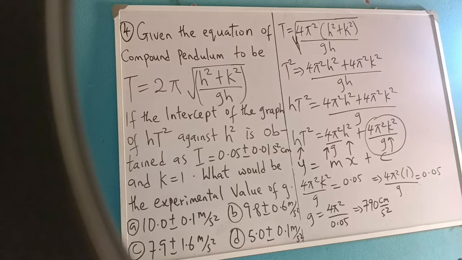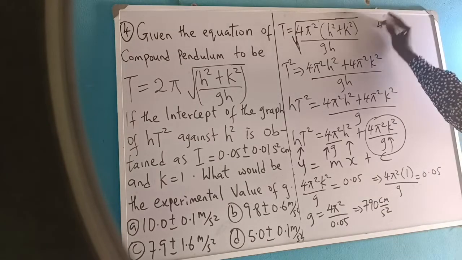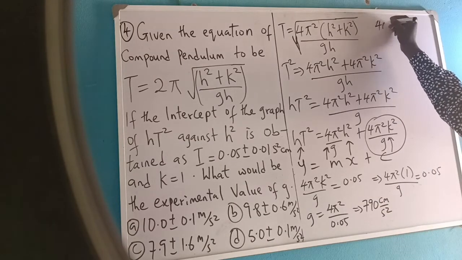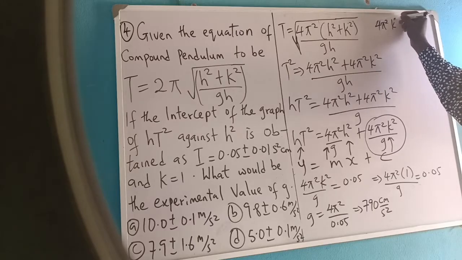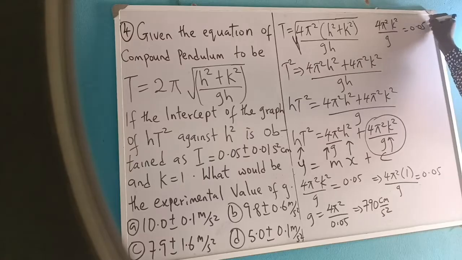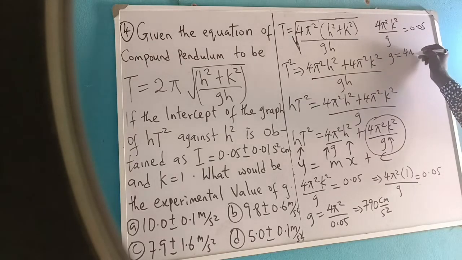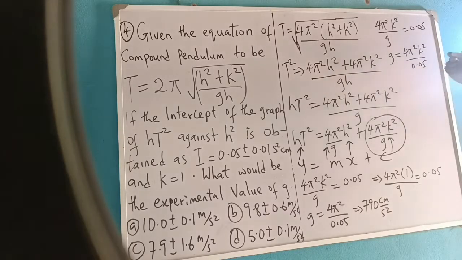If they ask you to get the error in G in this question, from here we have that 4 pi square k square all over G is equal to 0.05, and we have that G is equal to 4 pi square k square all over 0.05.